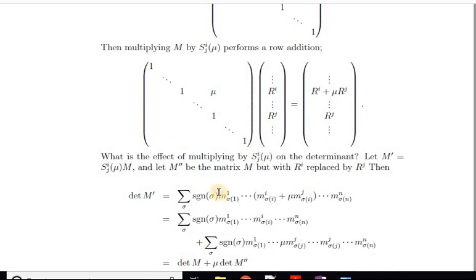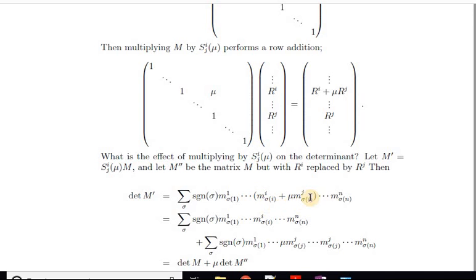Well, all of the terms in the product are the same except for this one. The only change is in the ith place in this product, where I have the m_i sigma(i), but I've added this mu m_j sigma(i). The sigma(i) is the same because you're adding the entries in the same column. The rows are different, the i and j are different, but the columns are the same. Okay. Now, since this is only one term where I'm adding, I can use the distributive law. All of these other constants multiply this one, and they all multiply this one, so I can break it apart into two parts.